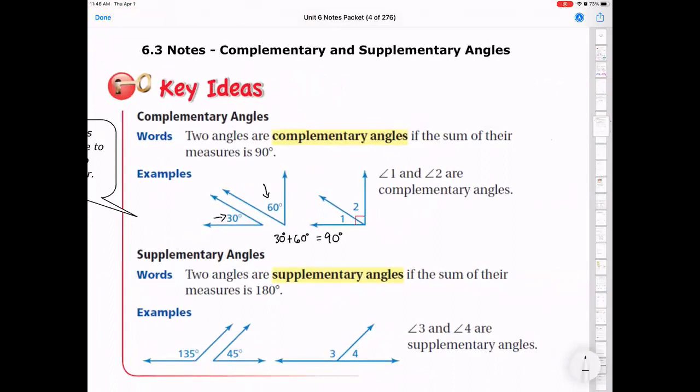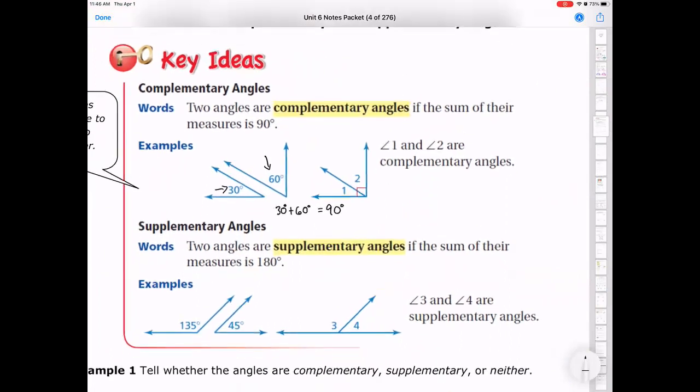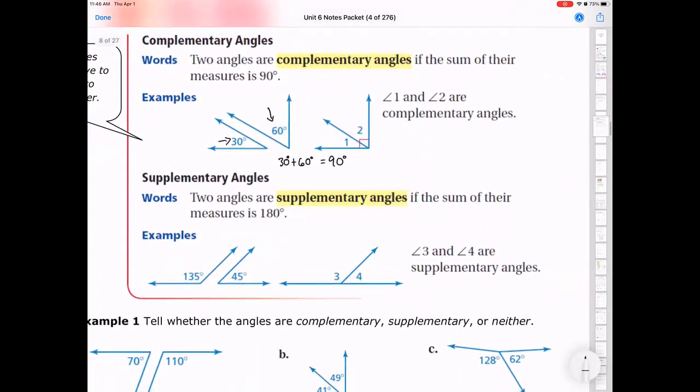So as long as they add up to 90 degrees, these two angles are complementary. And that creates that right angle that we've seen in the past. Now, when it comes to supplementary, very much the same concept. However, these are two angles that sum up to 180 degrees instead.